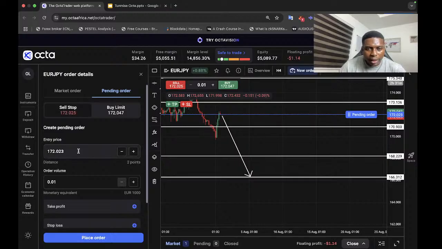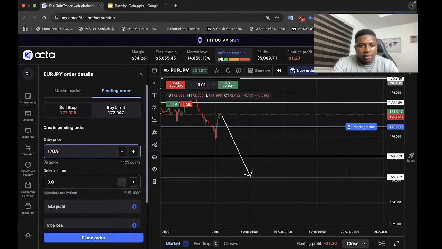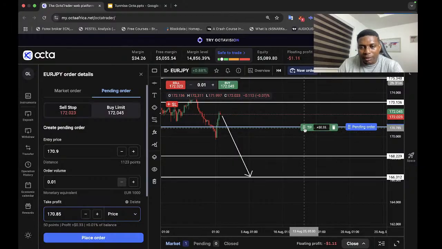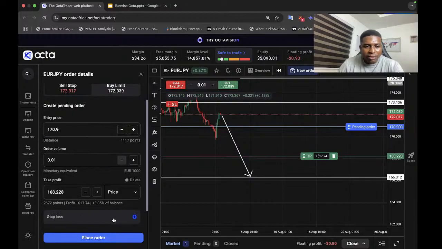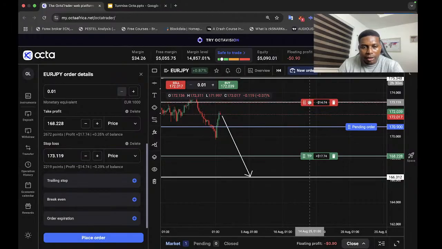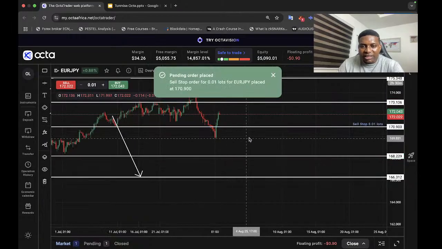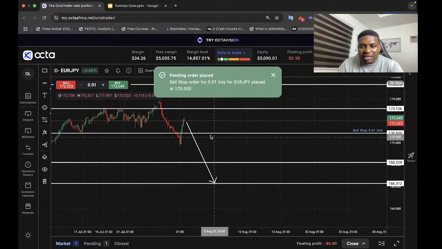So I want to sell at 170.9. That's the level I want to sell. And what level do I want to set my take profit? I want to set my take profit here, and then I want to set my stop loss here. Okay, good. Then I would click on place order. So now you can see the pending order has been placed.